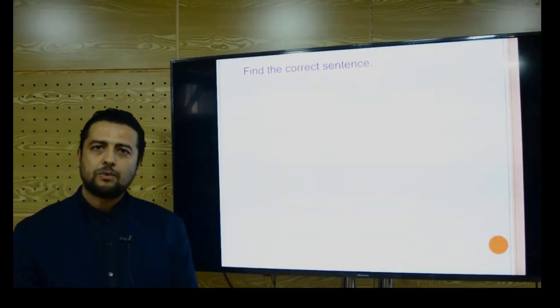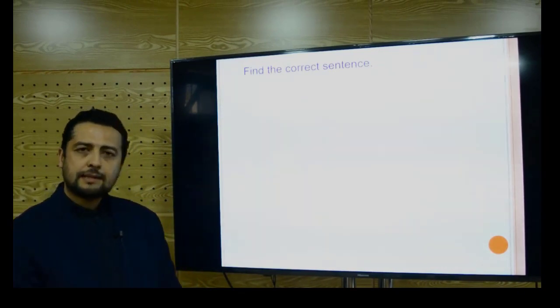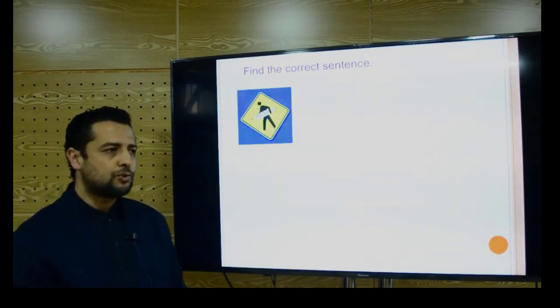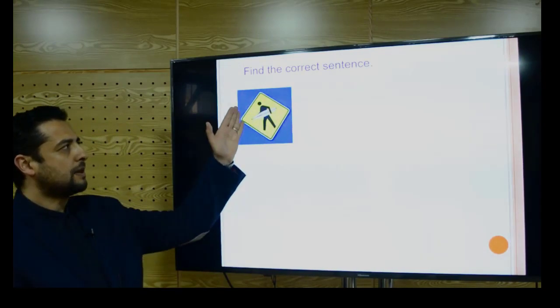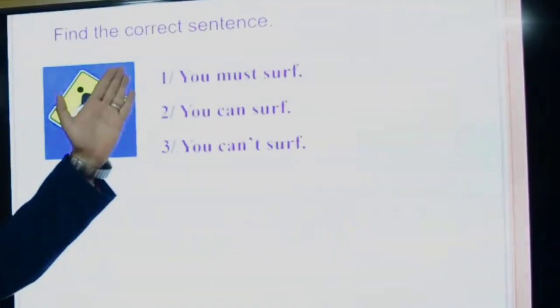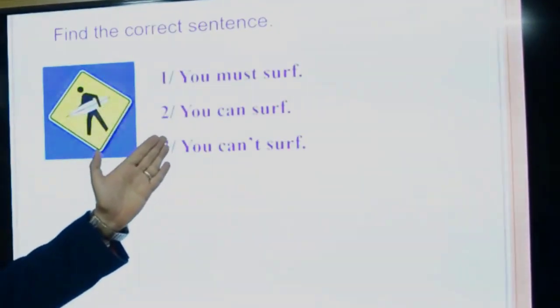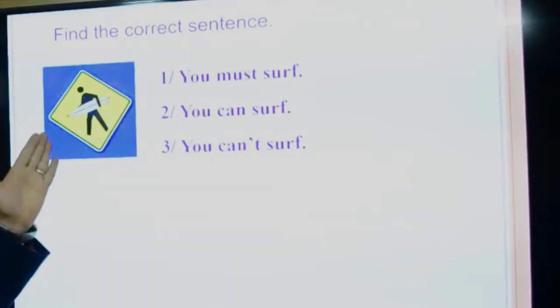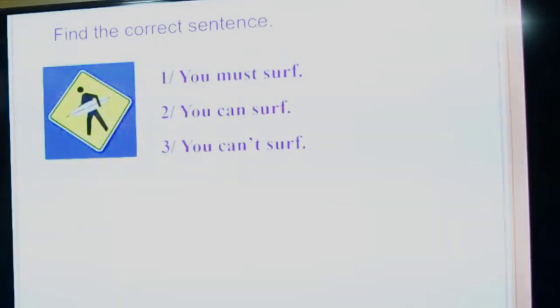All right, I think we have seen now many modals, or modal verbs. Let's check if you have understood or not. Let's have a look at this photo here, and you're going to have 3 choices. Number 1, you must surf. Number 2, you can surf. Number 3, you can't surf.